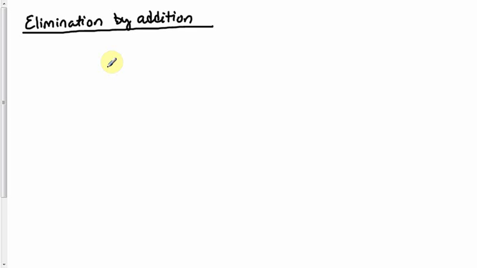So that's what we're doing. We're going to be looking for one of the variables, either the x's or the y's, to have the same coefficient on them but opposite signs. If they do not, we are going to use multiplication to make them match up like that. Same coefficient, opposite signs.